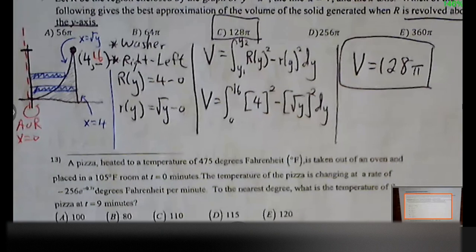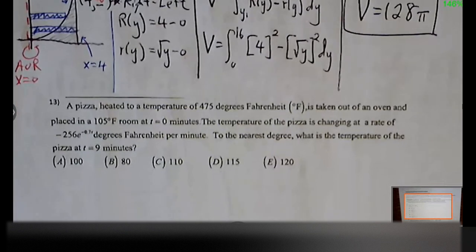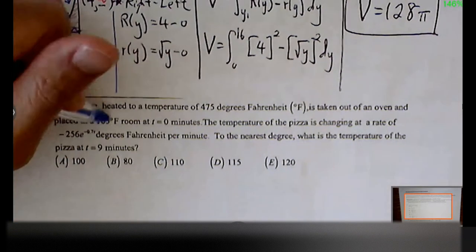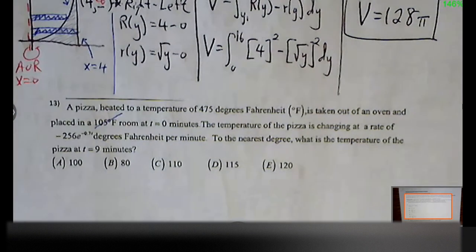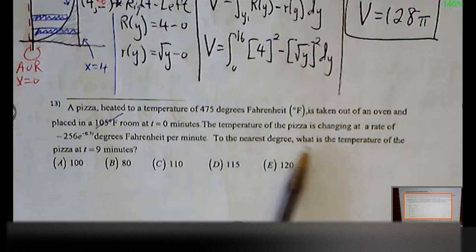All right, 13. A pizza heated to a temperature of 475 degrees Fahrenheit is taken out of an oven and placed in a 105 degree room at t equals 0 minutes. This 105 degrees, that room temperature, is not really going to be relevant to us. I'm just going to cross that out. Temperature is changing at a rate of negative 256 e to the negative 0.7 t degrees Fahrenheit per minute. We have a rate. To the nearest degree, what's the temperature of the pizza at 9 minutes?